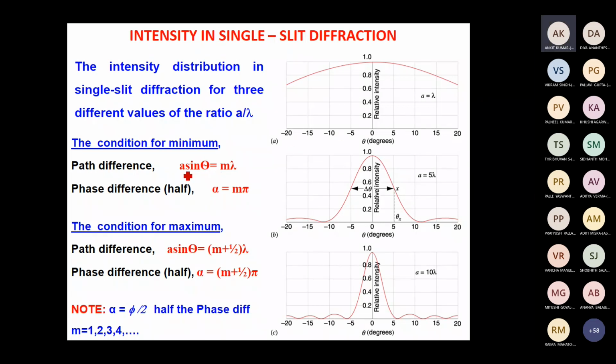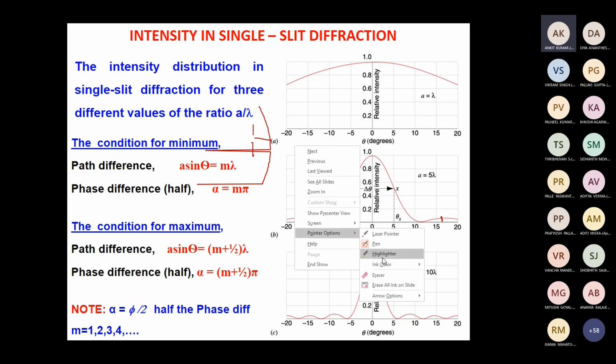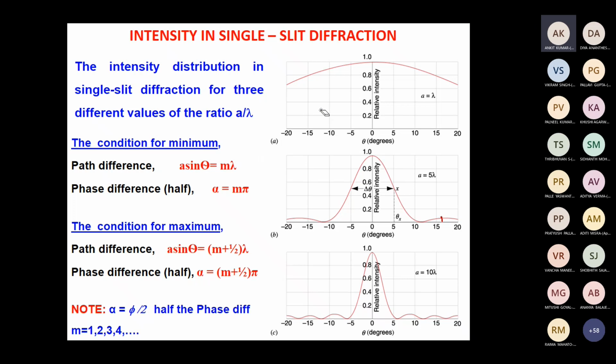Suppose you take a as exactly equal to lambda, you will get sin theta is equal to m. That means if you are looking at the first maximum, it will form at 90 degrees, exactly over the slit. So you will not see any maxima on the screen. The entire screen you will notice is illuminated by the central maxima.